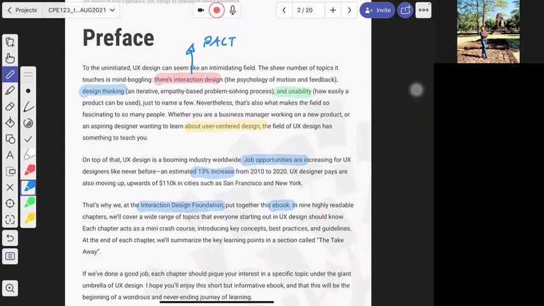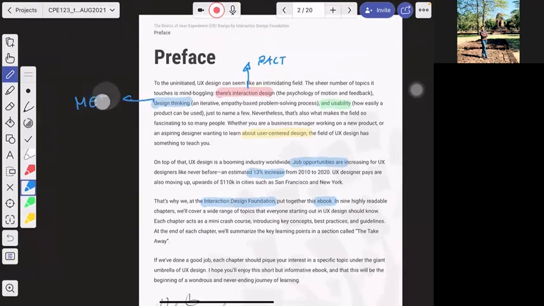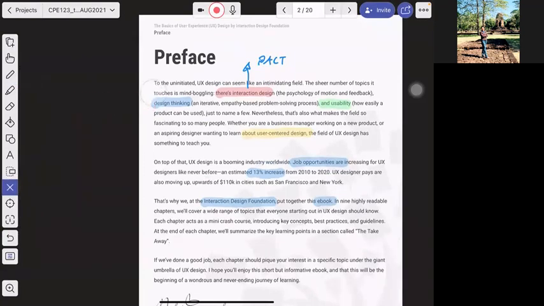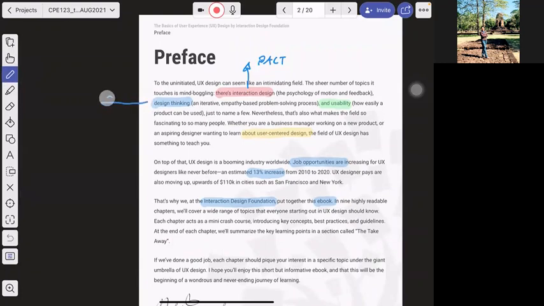And the most important is design thinking. Design thinking is the method or methodology, or process, that we use for interaction design. We call it design thinking.